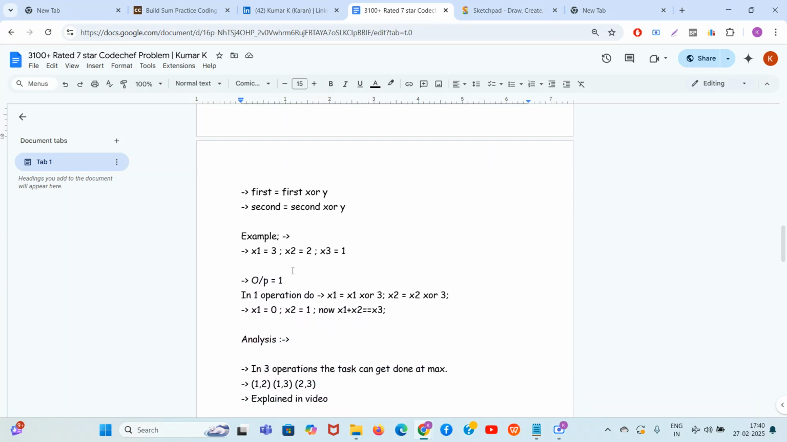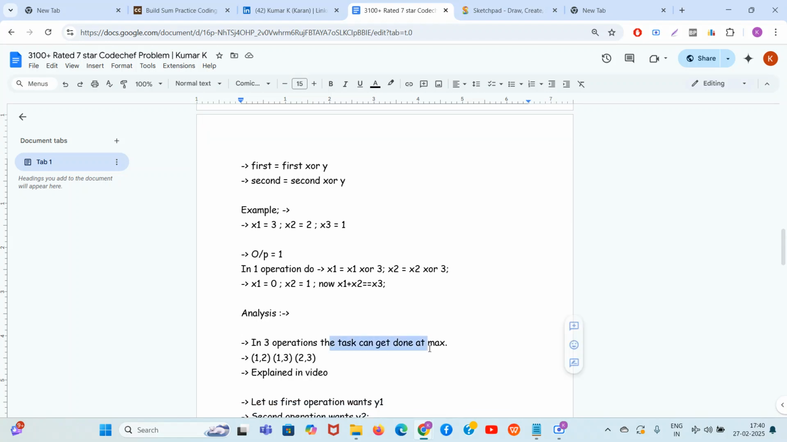Now, this thing is clear, right? x1 was 3, x2 was 2, x3 was 1. The output came as 1. In one operation, you could do x1 XOR x3, x2 XOR x3 and this. But the thing is that in three operations, the task can get done at max. This was explained in the video, okay?